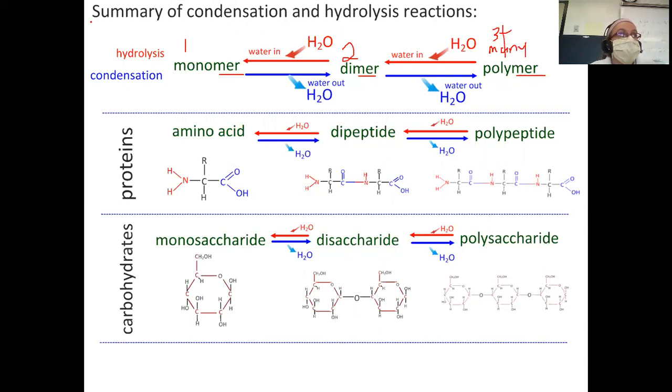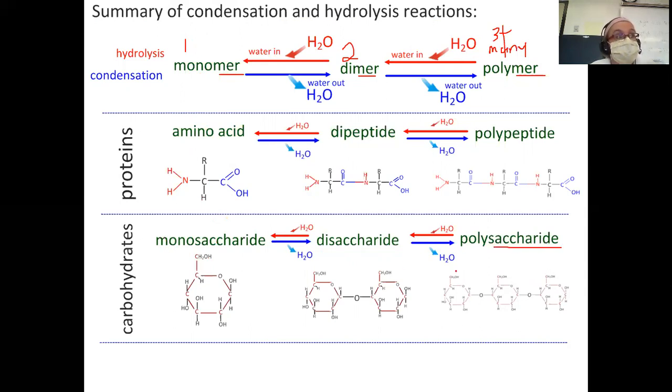You'll notice lipids aren't here. And DNA isn't here either. For each of the 4 groups that we're going over, you do need to know what the monomers are, and you do need to know the polymers. So for carbohydrates, it's monosaccharide, disaccharide, polysaccharide.